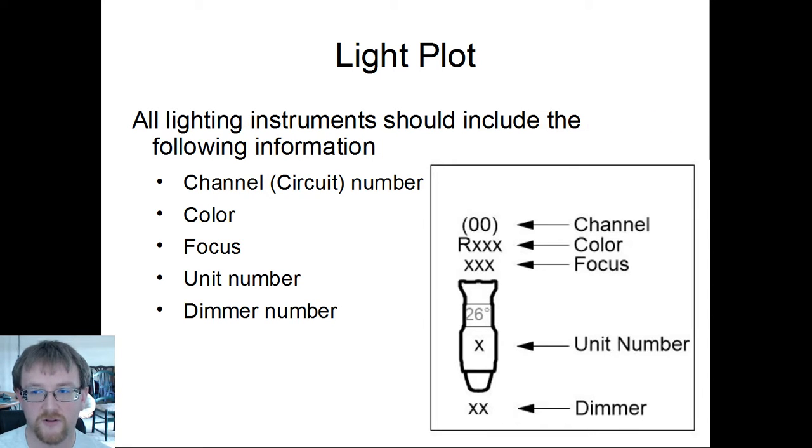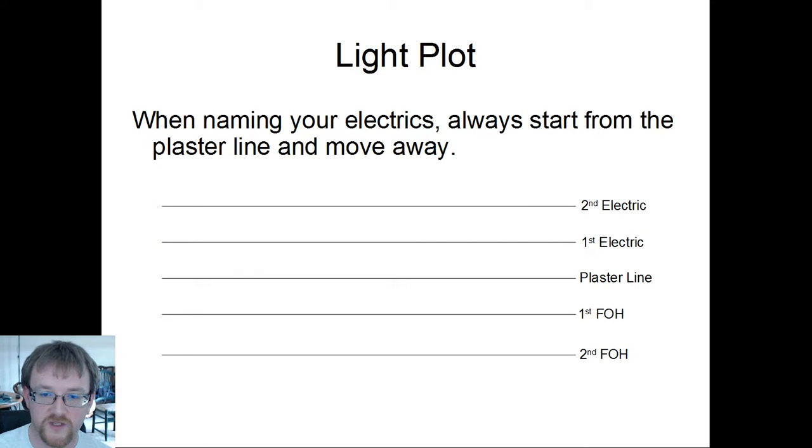Another good example, I don't have it on this one, is if you have a lighting grid, is to still be sure to label each pipe on your grid. Grids are a little bit trickier because you generally don't have a plaster line, but with grids, pick one direction and go that way. If you want all of your horizontals to be numbers and all of your verticals to be letters, that's perfectly acceptable. Just pick a naming convention and stick with it.